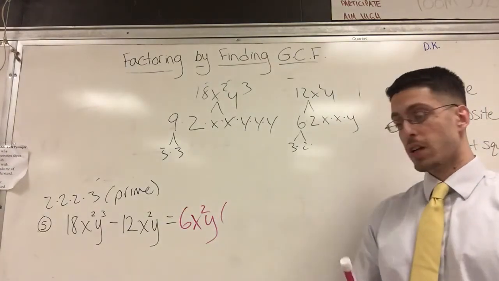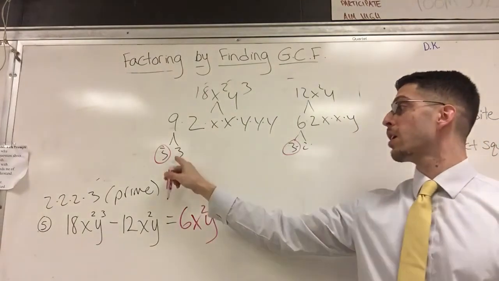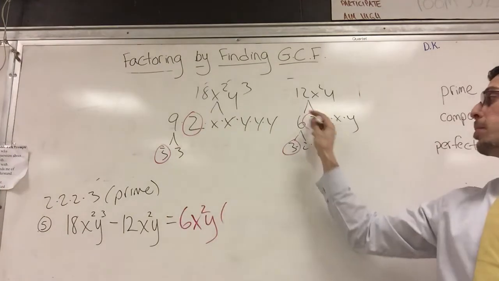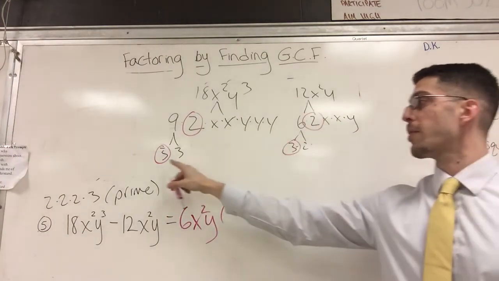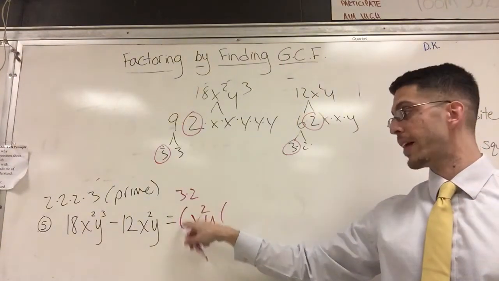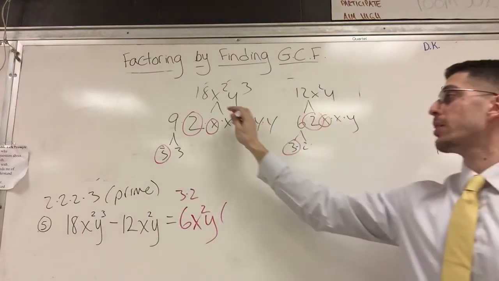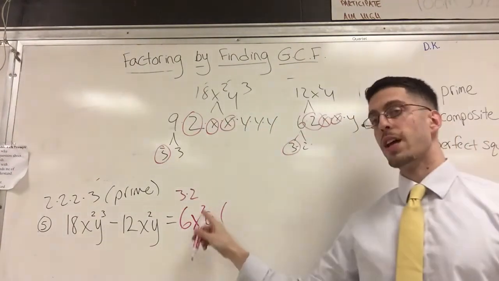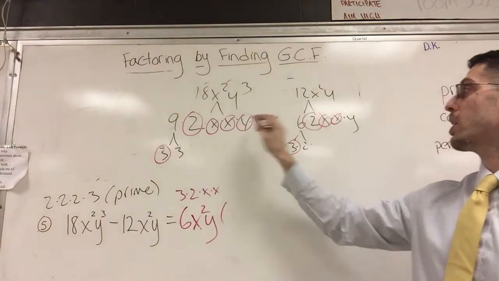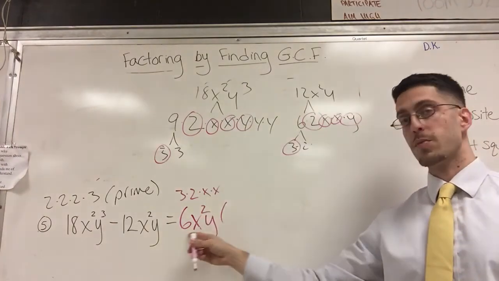All right? What's in common? There's a 3 here, there's a 3 here. There's a 3 here, nope. There's a 2 here, yep. There's a 2 there. So I have a 3 and a 2 in common, and that's where I got my 6 from. Now I have an x here, I have an x here. I have another x, I have another x. That's why I have x squared. What else? I have a y here and a y here. No more y's, so that's it. That's why this is my GCF.